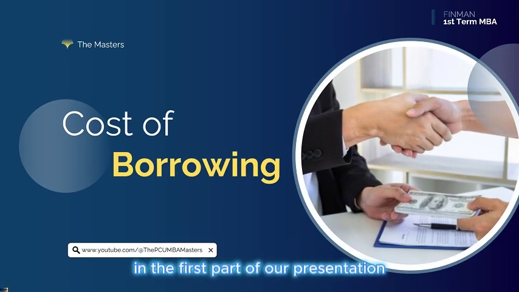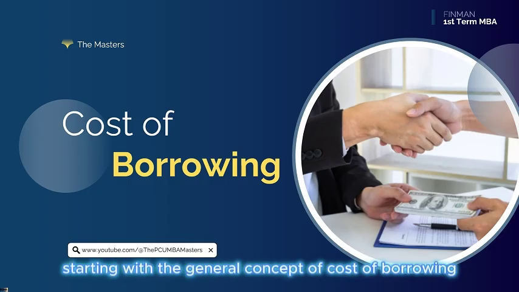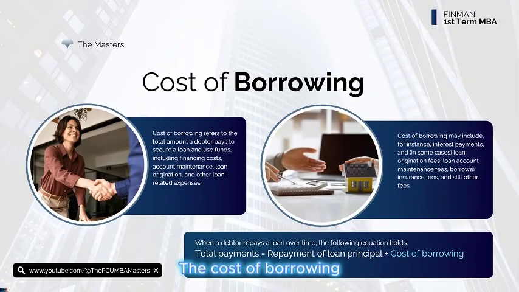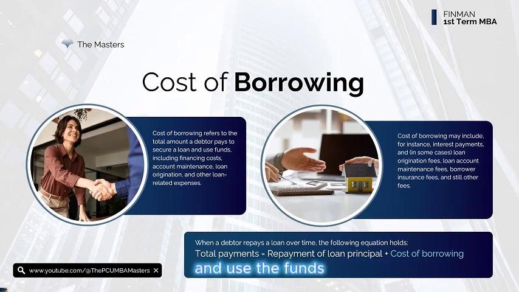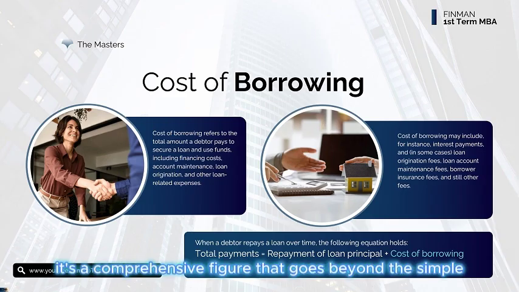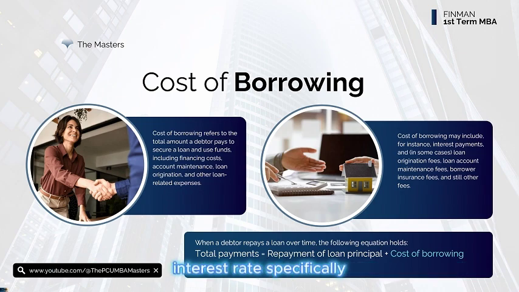In the first part of our presentation, we defined the cost of capital and WACC. Now we'll dive into the individual components that make up that weighted average, starting with the general concept of cost of borrowing. The cost of borrowing is the total amount a debtor pays to secure a loan and use the funds. It's a comprehensive figure that goes beyond the simple interest rate.